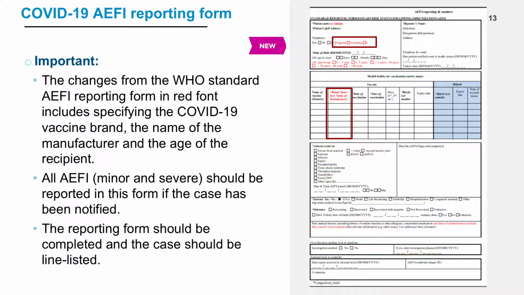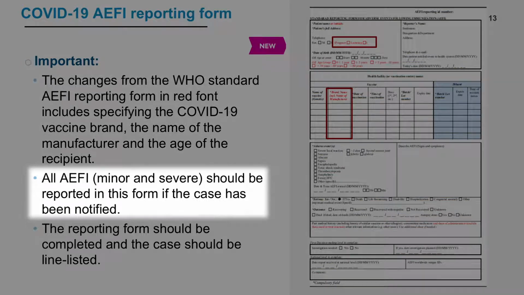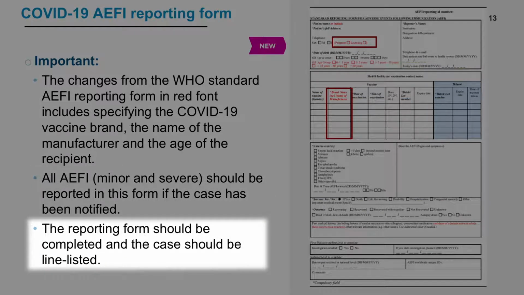Let's look at the AEFI reporting form. It's important to remember that there are some changes from the standard WHO AEFI reporting form, and these are made in red font, as you can see on the screen. This includes specifying the COVID vaccine brand name, the name of the manufacturer, the age of the recipient, and whether the recipient is currently pregnant or lactating. All AEFI, whether minor or severe, should be reported in this form if the case has been notified. The reporting form should be completed and the case should be line listed.